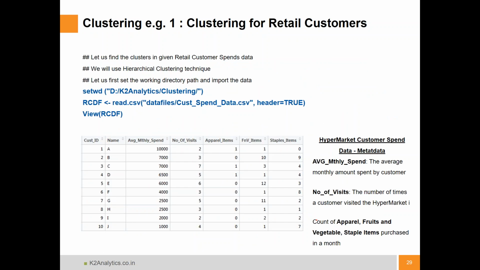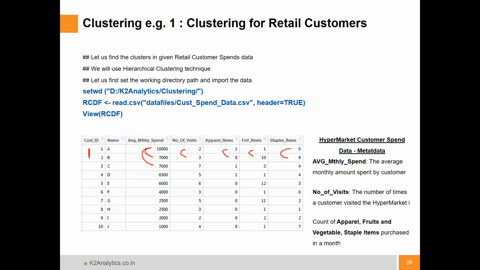Before I go into this, as I said, let's try to see with a practical example. Let's take this one. If I want to compute the distance between 1 and 2, this is customer 1 and customer 2, what I'll have to do is (10,000 minus 7,000) the whole square, plus (2 minus 3) the whole square, plus (1 minus 0) the whole square, plus (1 minus 10) the whole square, plus (0 minus 9) the whole square, the addition of all these square terms, square root. That would be Euclidean.